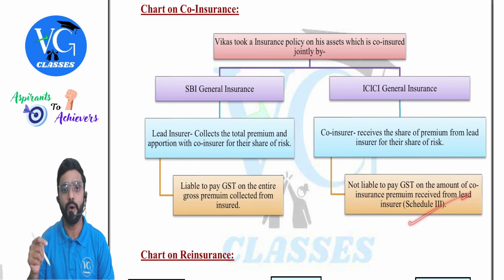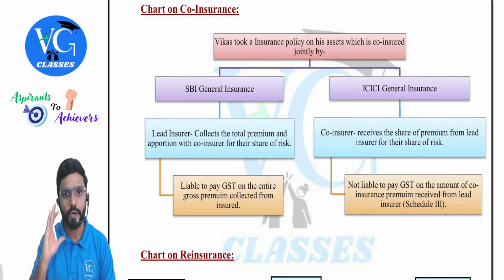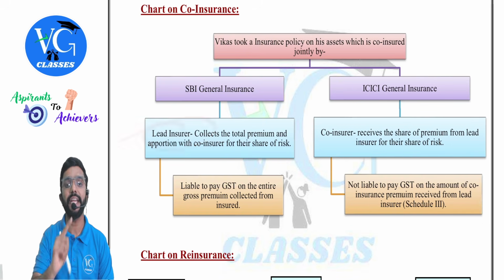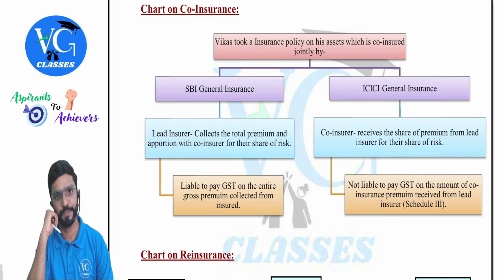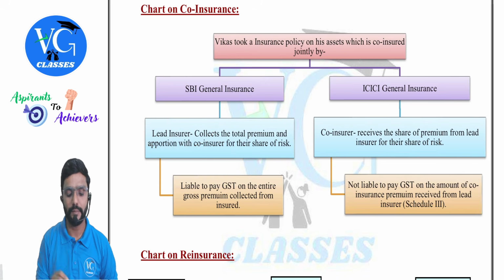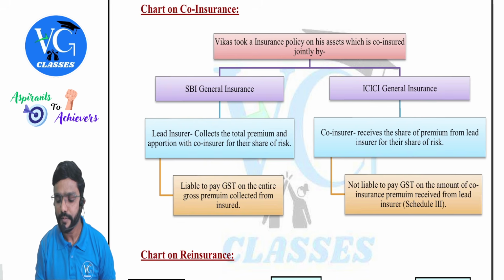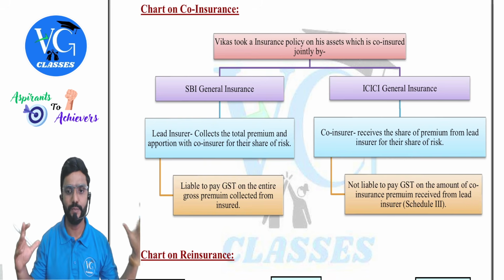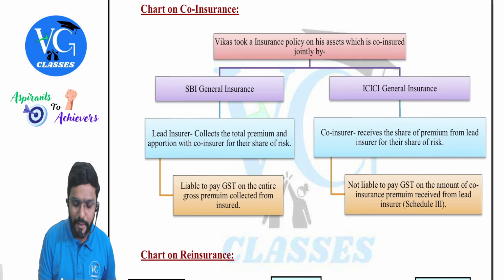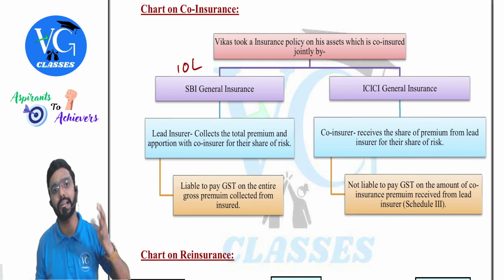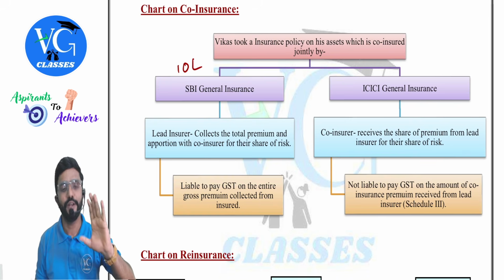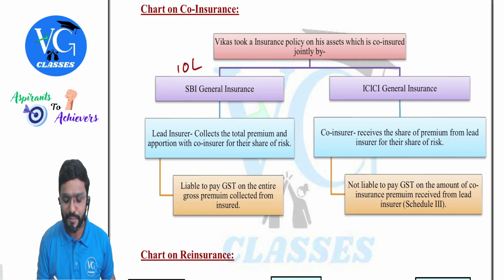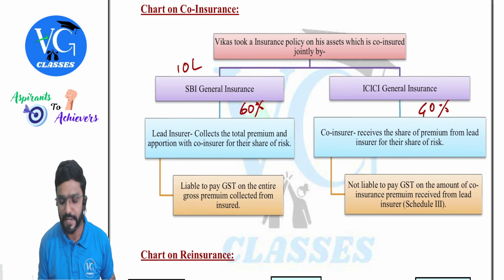This is what is covered now in Schedule 3. Should they pay GST again? No, because on the entire gross premium, the lead insurer has paid GST, guys. Let me explain this with some numbers. Assume Vikas took a policy jointly with both SBI and ICICI, but he is paying the premium in full, 10 lakh, the premium in a year, to SBI. SBI has accepted 60% risk and ICICI 40% risk, guys.